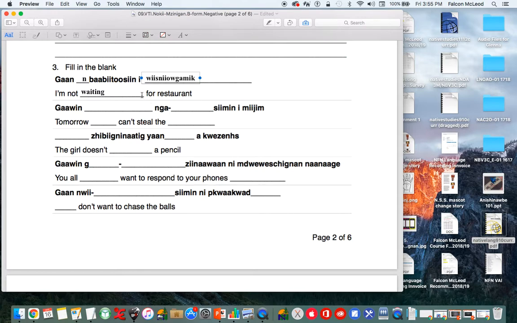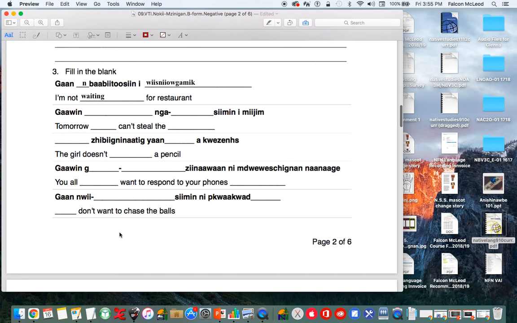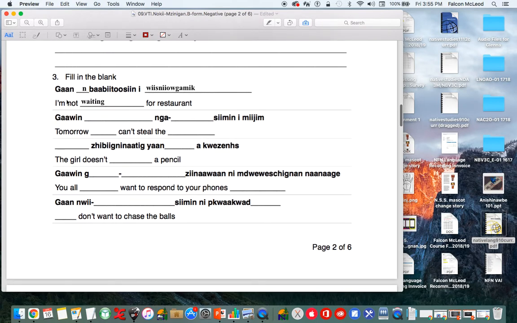It's pretty straightforward. We've done fill in the blank before, and so this is just more of that. All right. So I'll leave the rest of these for you guys to do on your own. So make sure that the Ojibwe and English match. Look to both sides for hints.